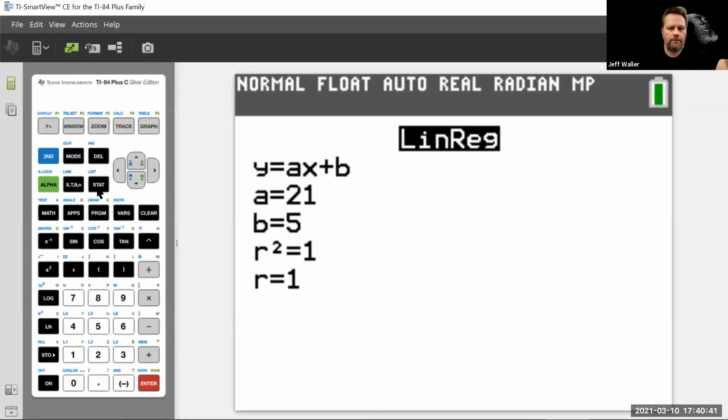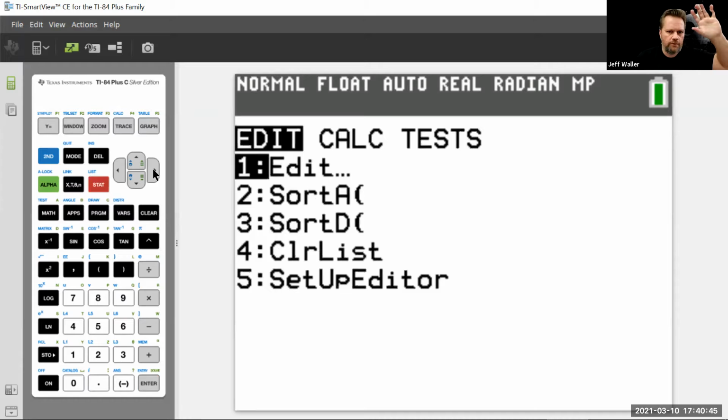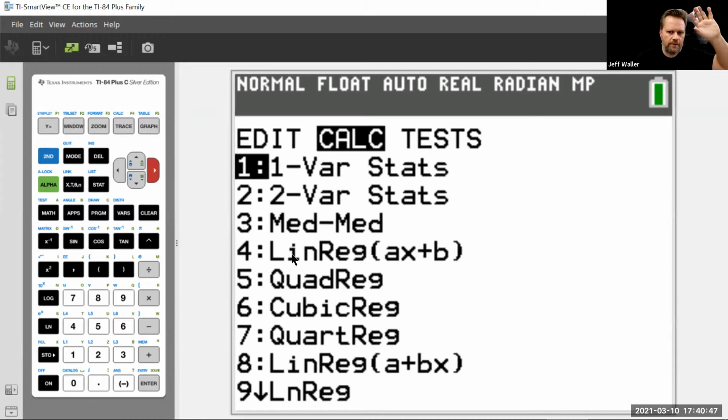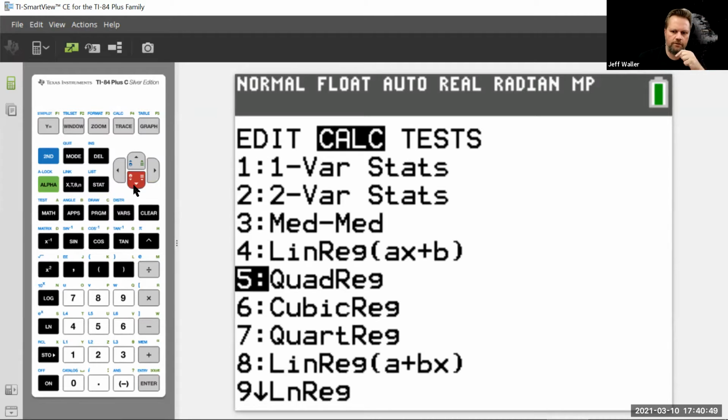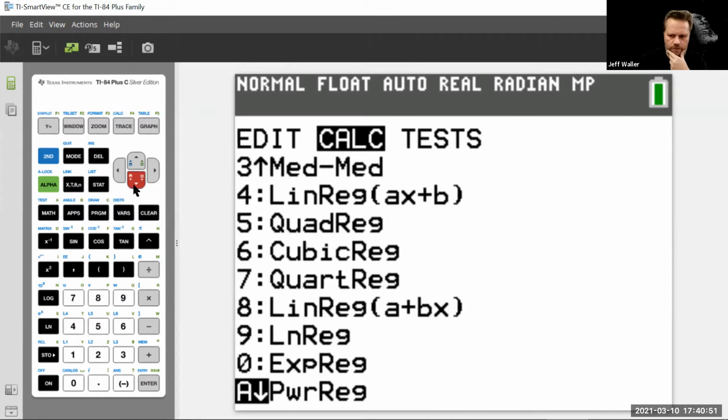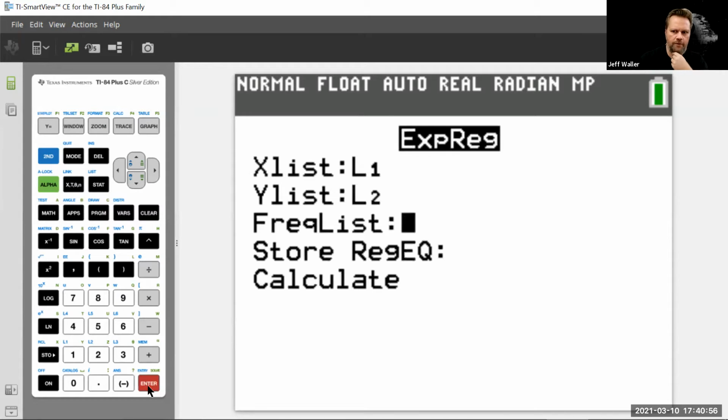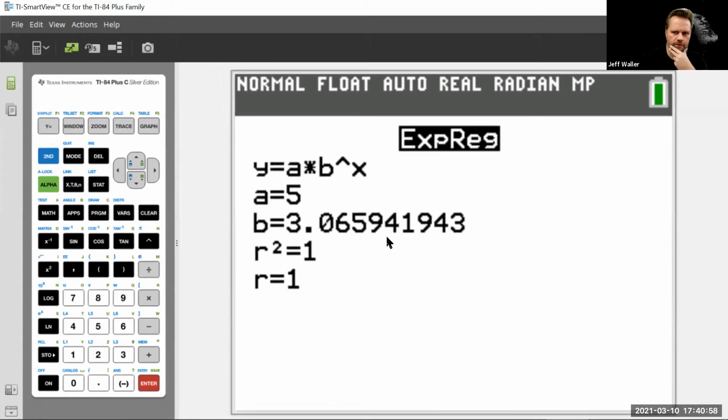All right, now that's not what the problem said, right? The problem wants an exponential. So what do I do? I go to calculate, and I don't stop at ln. I go down to exponential. L1, L2. So there's my exponential function that fits that data. 5 times this thing to the x power. So it kind of makes sense.